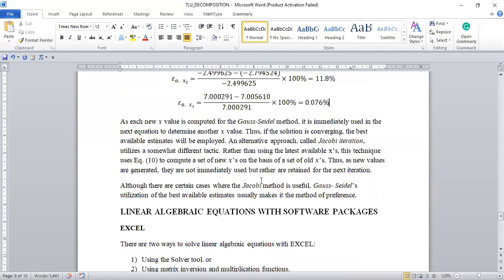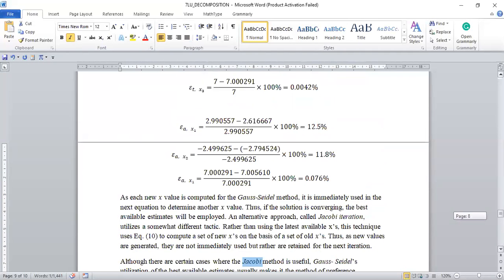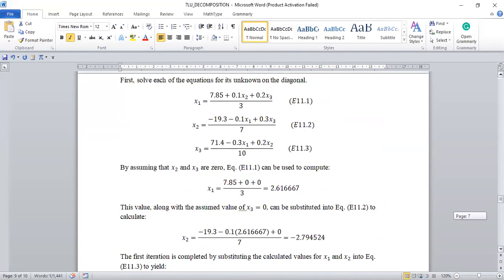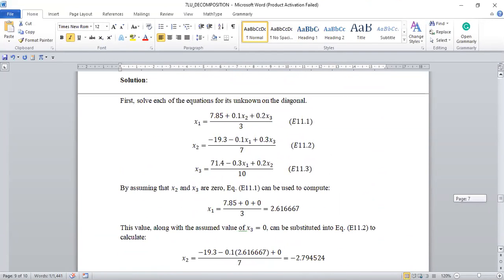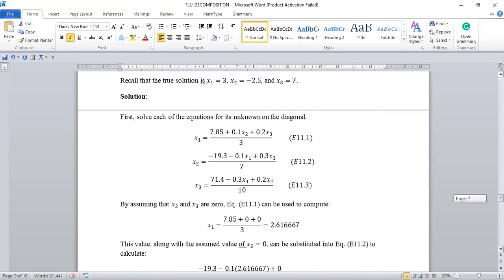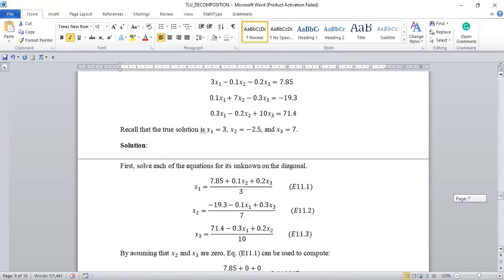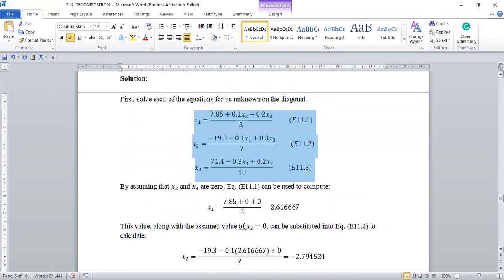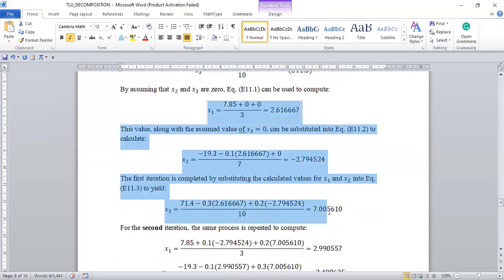So the last method we are going to be discussing today is the Jacobi's iteration method. I think there's no example here, but I'm just going to explain it. It's almost the same thing with the Gauss-Seidel method. The only difference is that you're going to maintain the value of the x you have for each iteration. So for the Gauss-Seidel method, for the first iteration, you calculate for x1, x2, and x3.